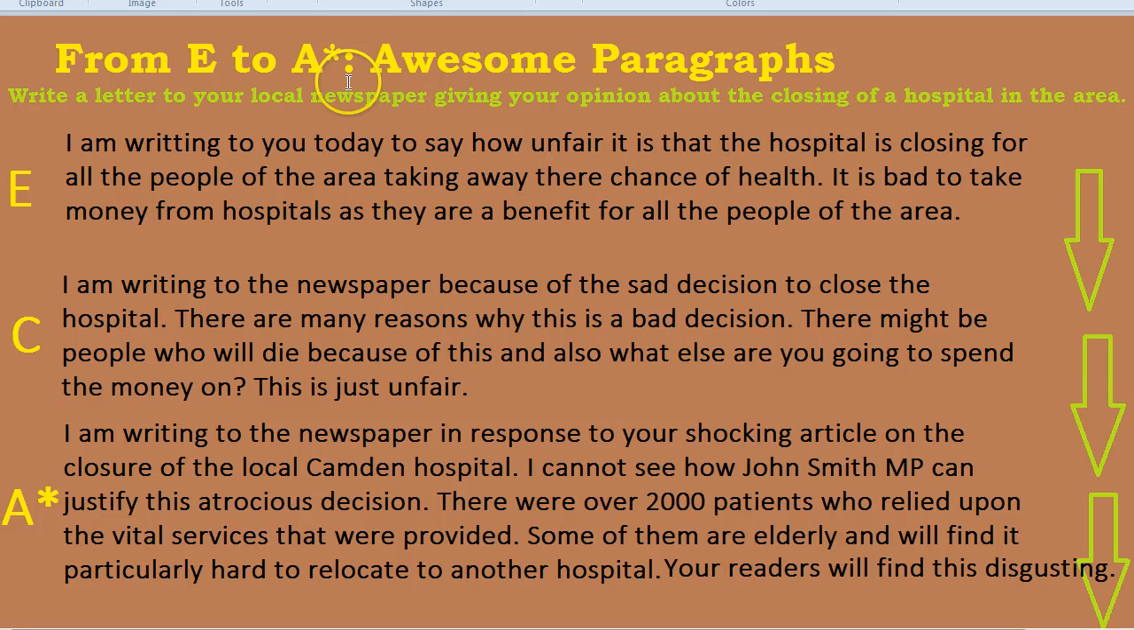Let's see what the first person wrote and think of 3 main ideas to bring them from an E to a C in the first part of our journey. I am writing to you today to say how unfair it is that the hospital is closing for all the people of the area, taking away their chance of health. It is bad to take money from hospitals, as they are a benefit for all the people of the area.